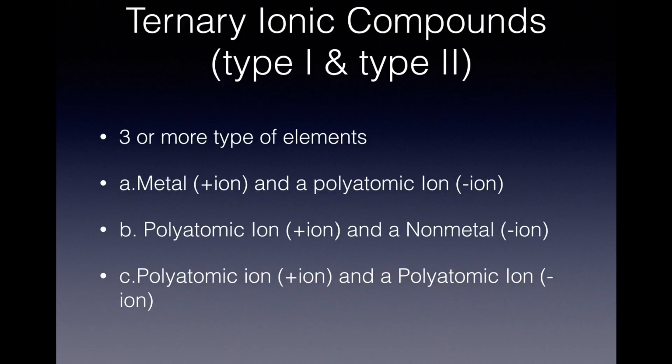Now we're gonna talk about ternary ionic compounds, and this has two types. Ternary ionic compounds have three or more elements, and these are the types you can be using: a metal, which is positive, and a polyatomic ion, which is a negative ion; a polyatomic ion, which can also be a positive ion, and a non-metal, which is negative. It can also be a positive polyatomic ion and a negative polyatomic ion. So two types, one positive, one negative.